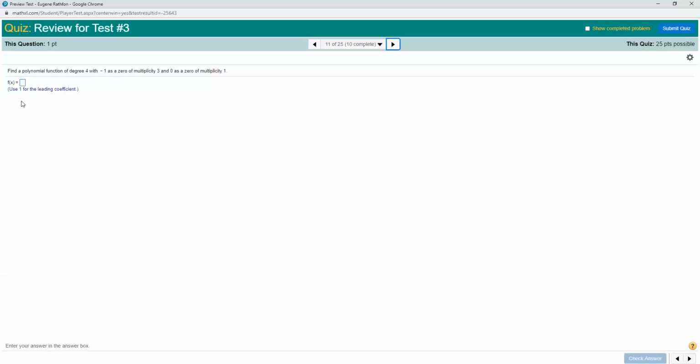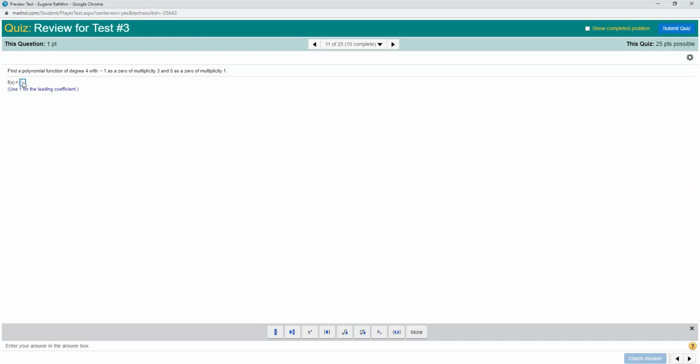And it says use a 1 for the leading coefficients. Okay, so they must want me to put in a 1x to the 4th. So that's going to be tricky now. Coming down here, getting my exponent 4. Then you got to arrow over plus 3x to the 3rd. So let me get the exponent 3. Arrow over. Then I had 3x squared. So plus 3x squared. Whoops, I needed the x.